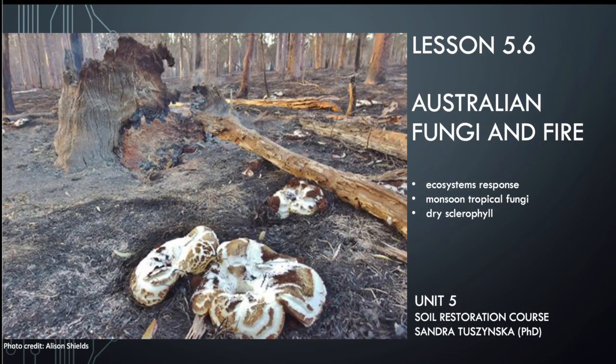Okay, so we have come to the end of lesson 5.5, and in our next lesson, we'll look at the Australian fungi and fire. We'll look at a review of how the different Australian ecosystems respond to fire, and then we'll focus on two specific studies, one that was done in the monsoon tropical forests of far north Queensland, and the other in dry sclerophyll forests, and how fungi in those two ecosystems respond to fire.